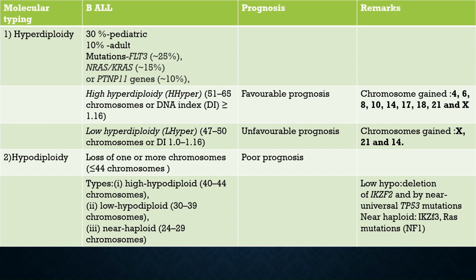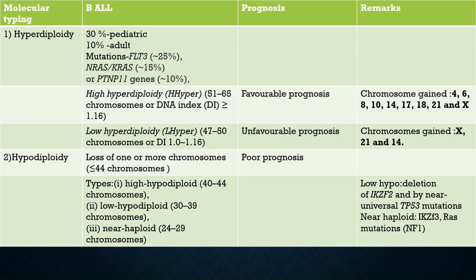Hypodiploidy means the loss of chromosomes. So when the chromosome number is less than or equal to 44, it is called hypodiploidy. There are mainly three types: high hypodiploid, low hypodiploid and near haploid. Near haploid means only around half of the chromosomes are present. So what is half of 46? It is 23. So when around 23 chromosomes are present, it is called near haploid.